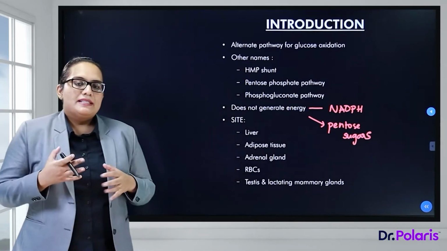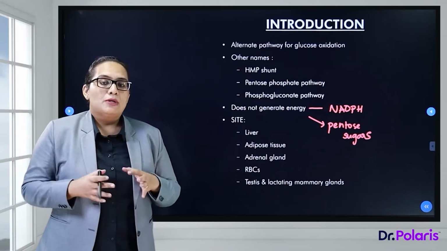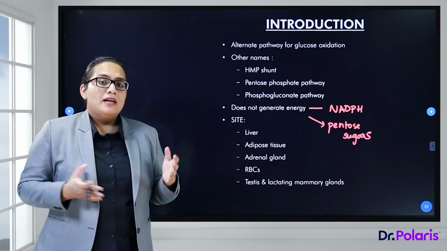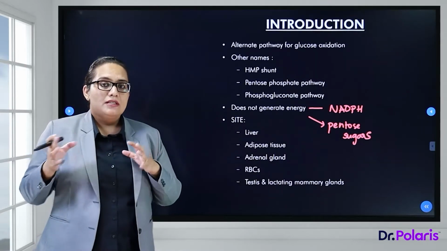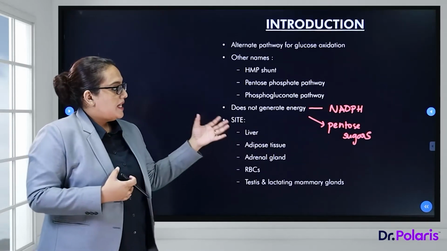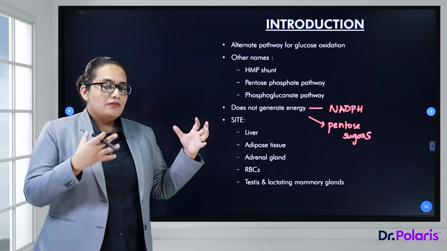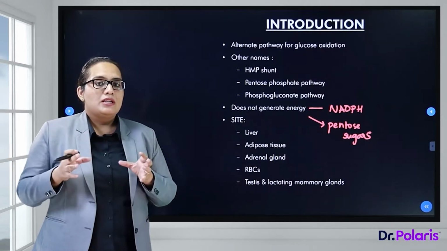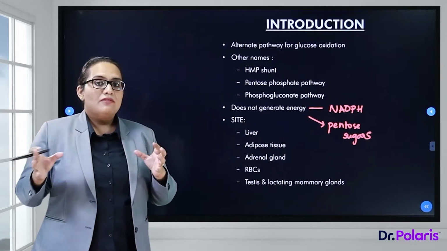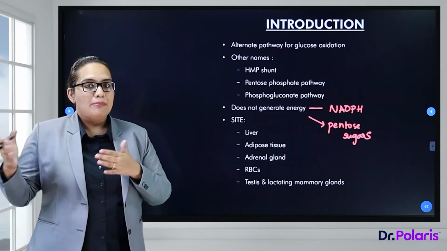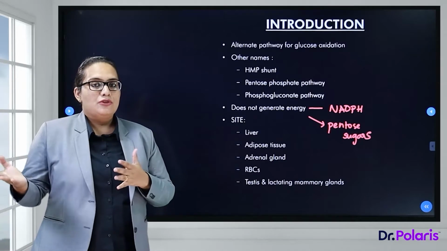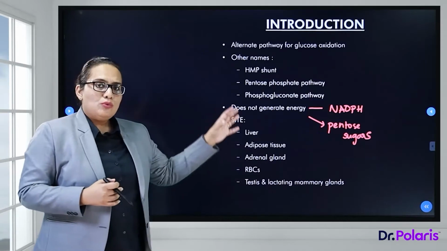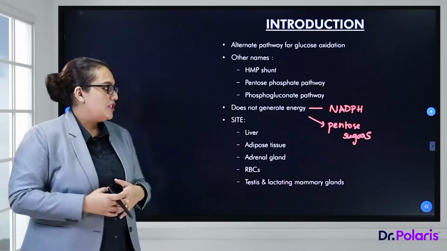So NADPH is basically utilized for the formation of various important compounds in our body, such as fatty acids, cholesterol, steroid hormones. It may be also used in detoxification of certain drugs in the liver, and so on. Whereas pentose sugars, the main pentose sugar which is formed during the pathway is ribose 5-phosphate. Now, this ribose 5-phosphate may be utilized to form one important product which is utilized in the synthesis of purine and pyrimidine nitrogenous bases, which are nitrogenous bases that form the nucleic acids such as DNA and RNA. So, these are the two most important products from HMP pathway.